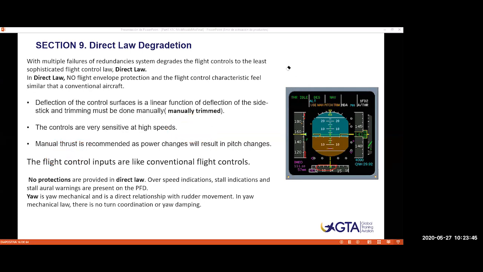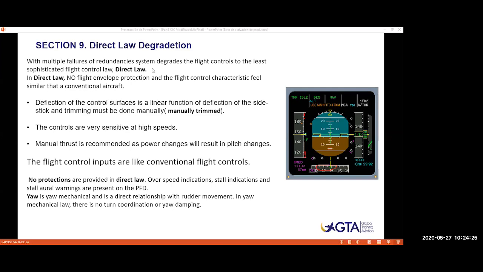Okay. So what happens when there are more failures? We are already in alternate law, we already have one degradation. And if we still have more failures, or we extend the landing gear, at the end we withdraw all the protections. When we have multiple failures of redundancy systems, we degrade completely, and we enter what we call direct law.